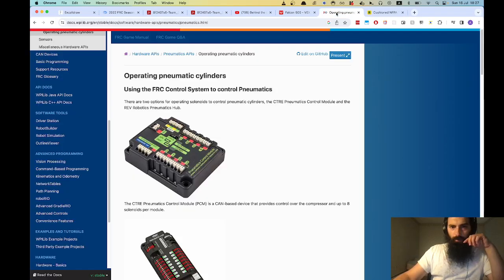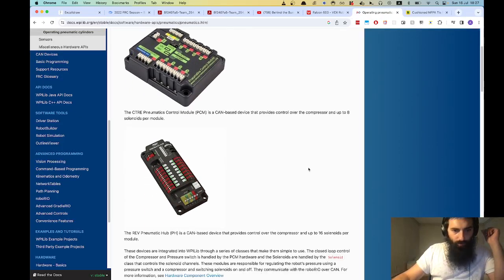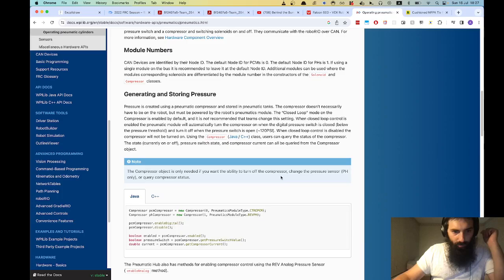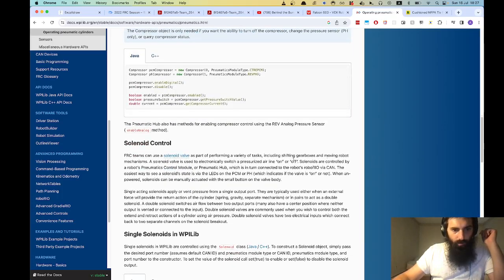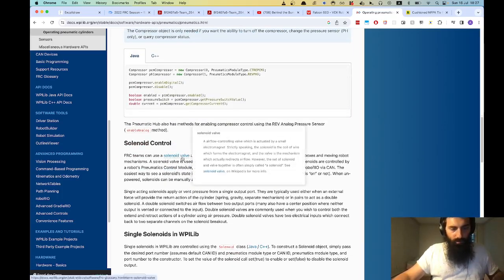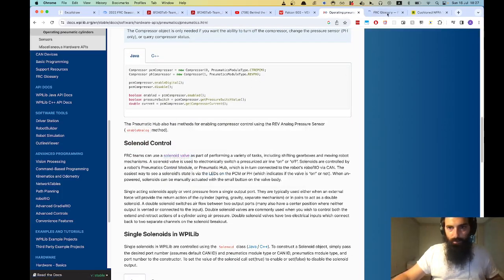So how you do that is with what they call a solenoid. So let's see if there's a nice picture. No. Okay.